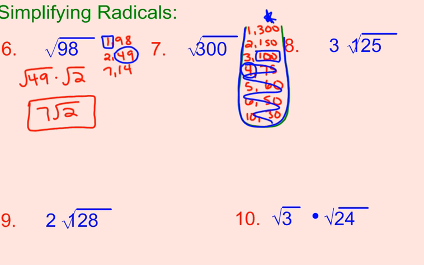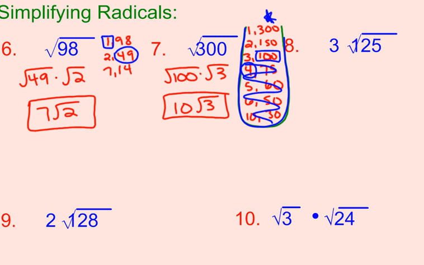And from here, then I'd write the square root of 100 times the square root of 3. I'm picking 3 because 3 times 100 makes 300. What is the square root of 100? 10. And the square root of 3 is not a perfect square, so it stays root 3. So my answer there would be 10 root 3.